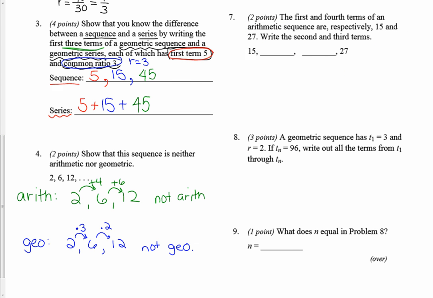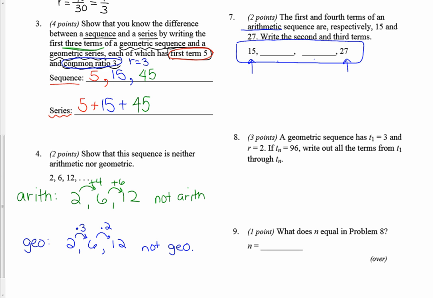Number 7 reads, the first and fourth terms of an arithmetic sequence are, respectively, 15 and 27. And you can see that's what I've written out for you here. This is the first term, this is the fourth term, so there would be 2 terms in between, and this has to make an arithmetic sequence. I'm supposed to write the second and the third terms.